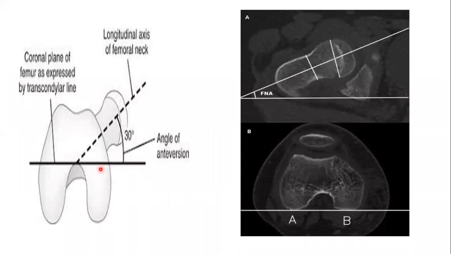This is a line through the lowermost part of the femoral condyles and a line through the longitudinal axis of the neck. This is called the angle of anteversion. In childhood, it's about 30 degrees, but it decreases in adults.